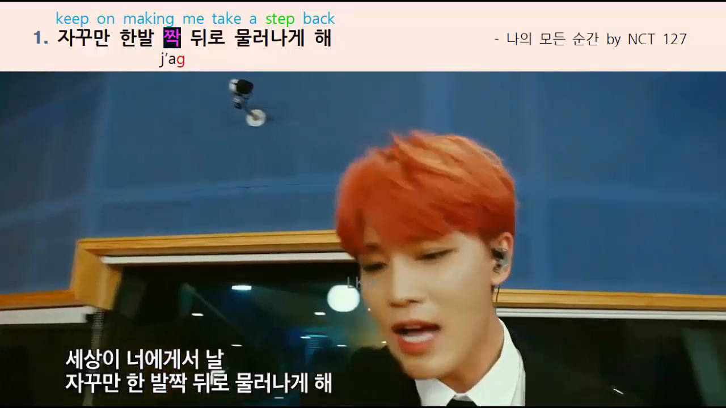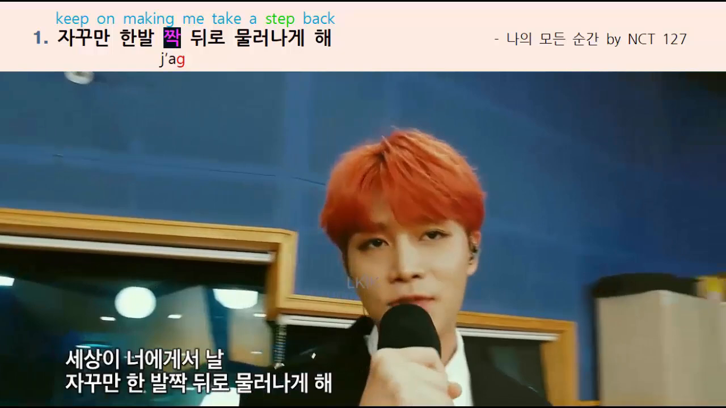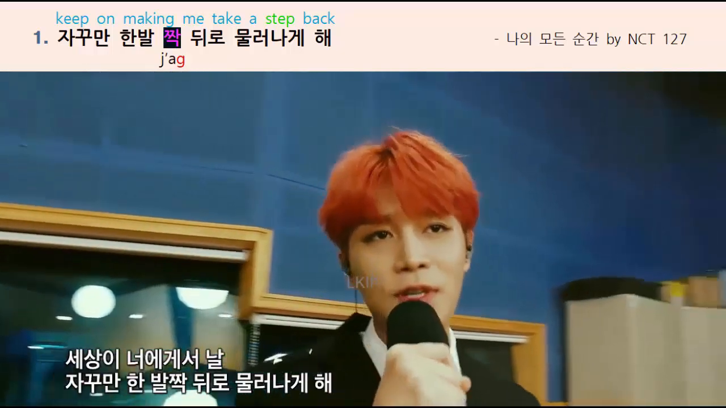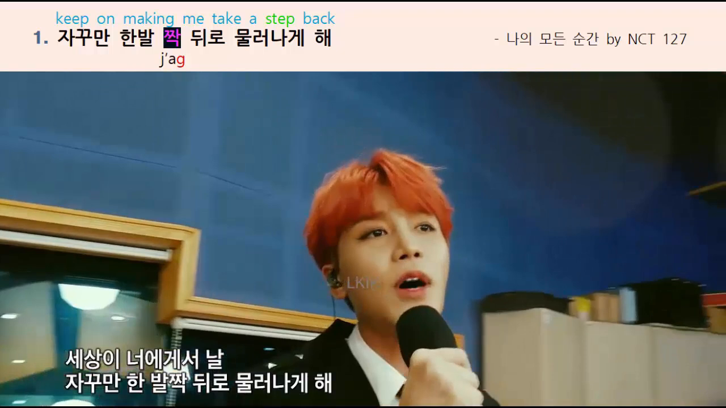자꾸만, 자꾸만 한 발짝 한 발짝. 한 발짝 뒤로 한 발짝 뒤로 한 발짝.